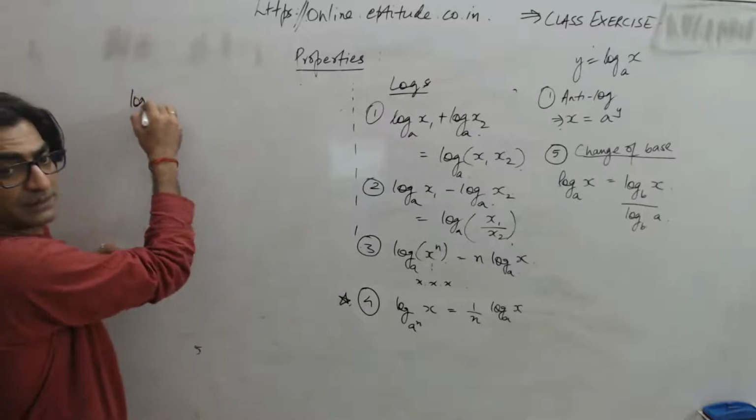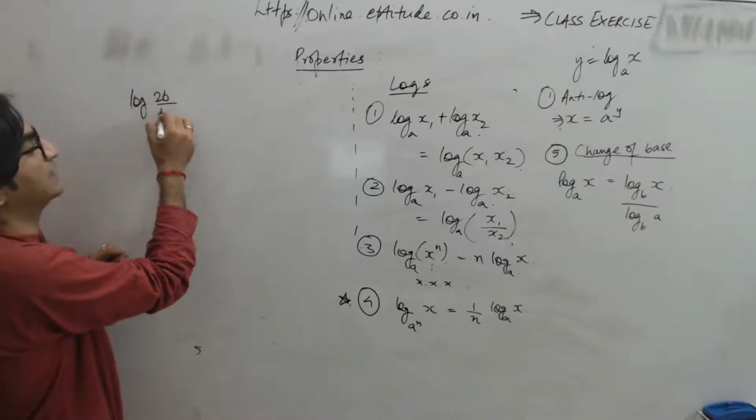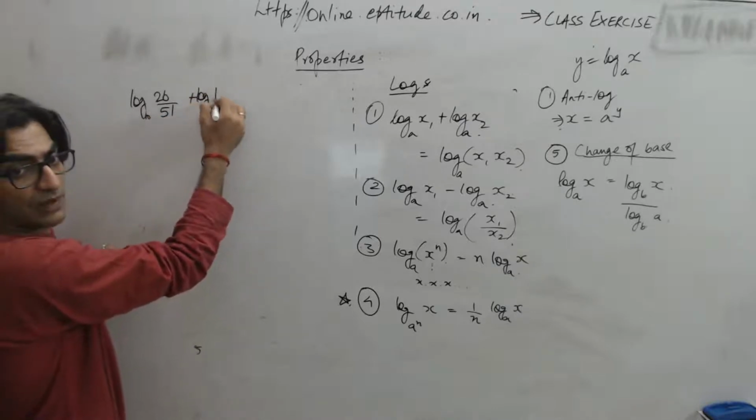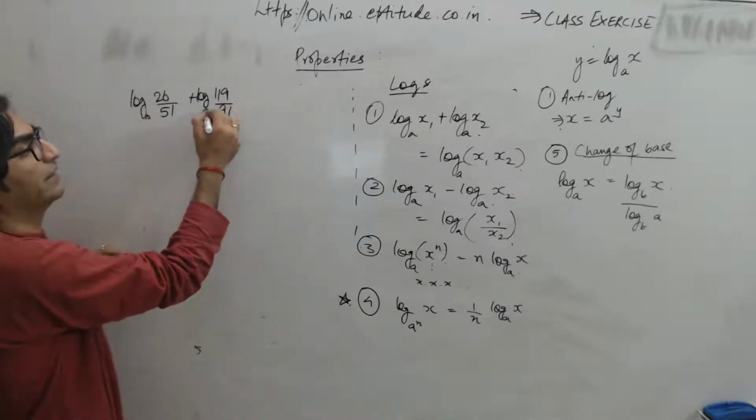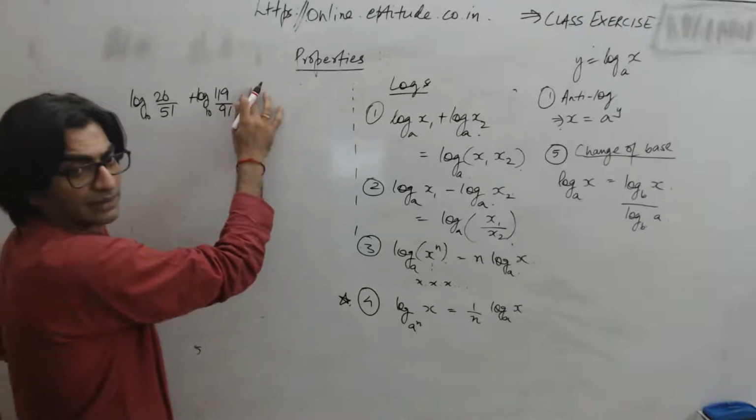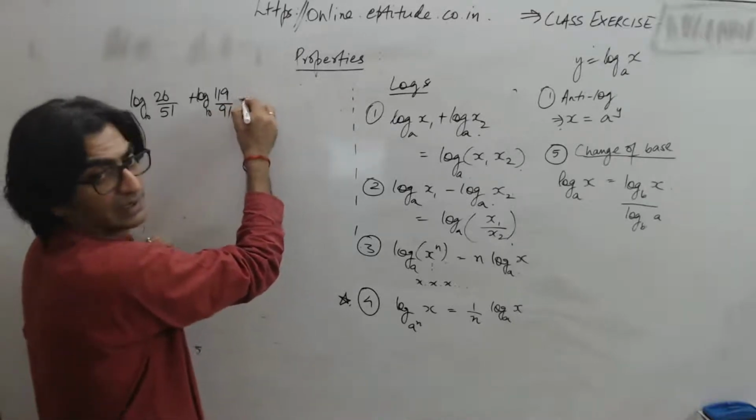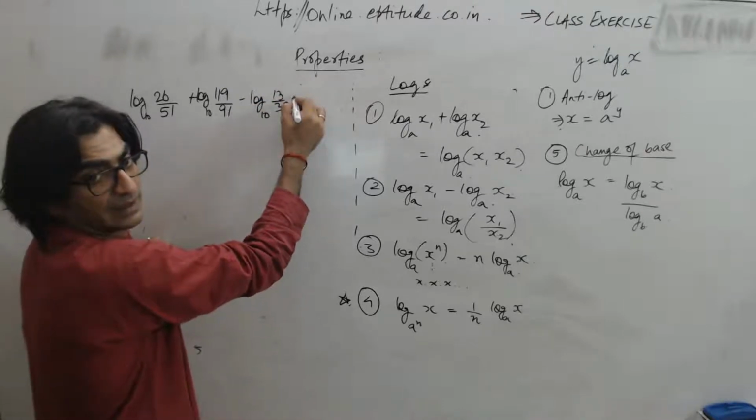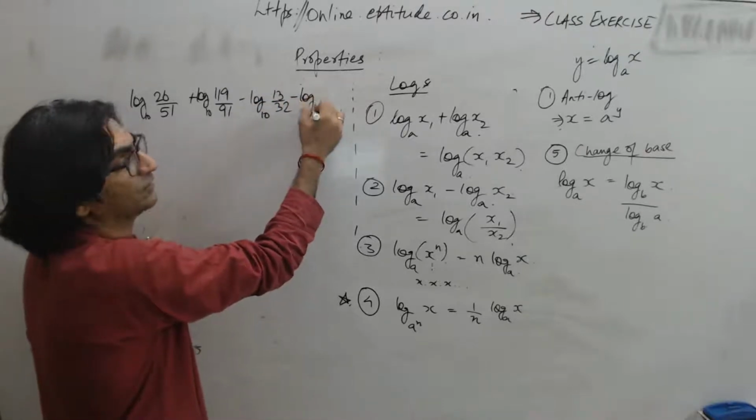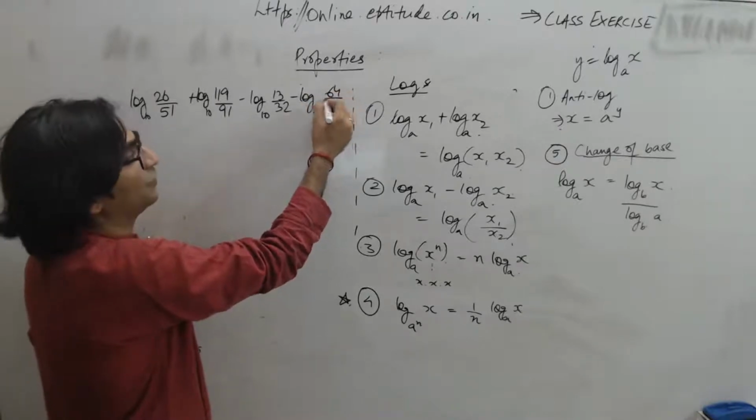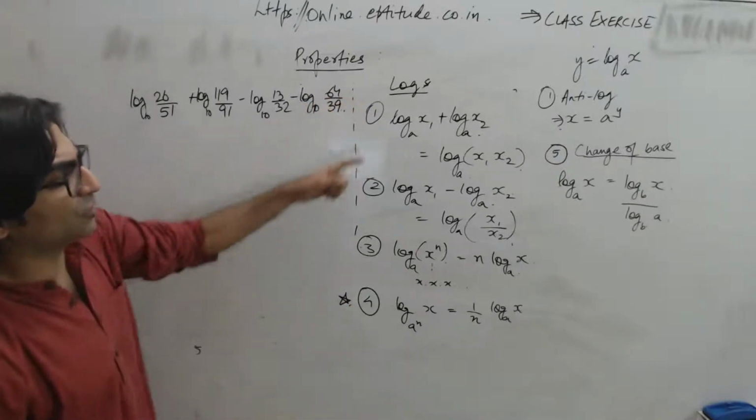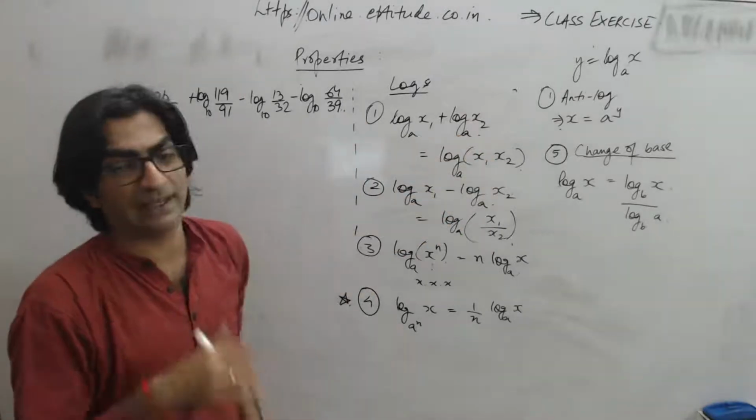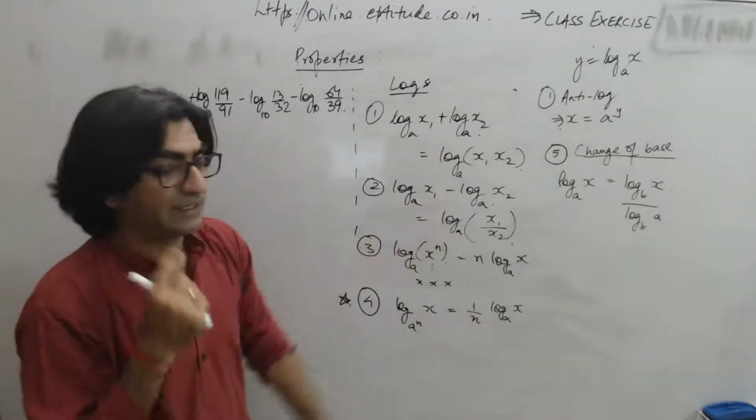We have an expression that says log of 26 by 51 in the base 10 plus log of 119 by 91 again in the base of 10, and then there is a negative sign, minus log of 13 by 32 in the base of 10, and finally I have another negative log of 64 by 39. So if I use a combination of property 1 and 2, whenever things get added, you should multiply their radicals. Whenever things get subtracted, divide.